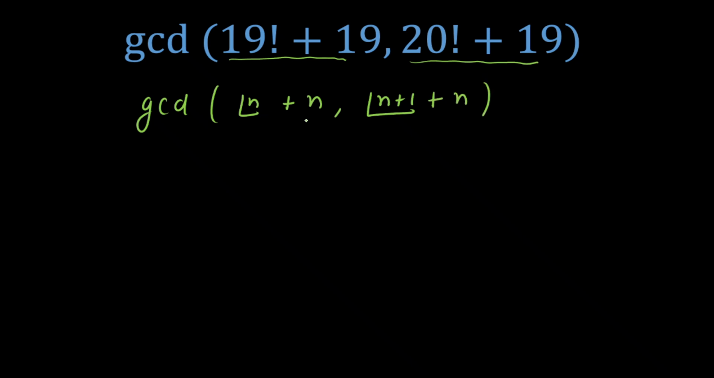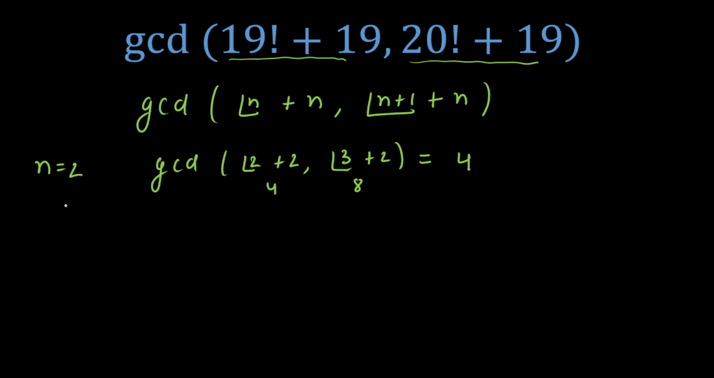Now if we start with small numbers, then we can see the pattern easily. So let's start with n is equal to 2. I'm going to calculate GCD of 2 factorial plus 2 and then 3 factorial plus 2. So this number is 4, and 3 factorial is 6 plus 2 is 8. Now GCD of these two numbers, I can clearly see, is 4. I'm going to do it for 3 or 4 numbers until I see a pattern here.